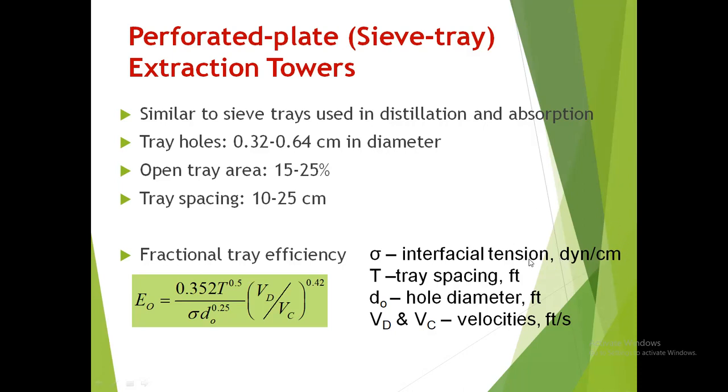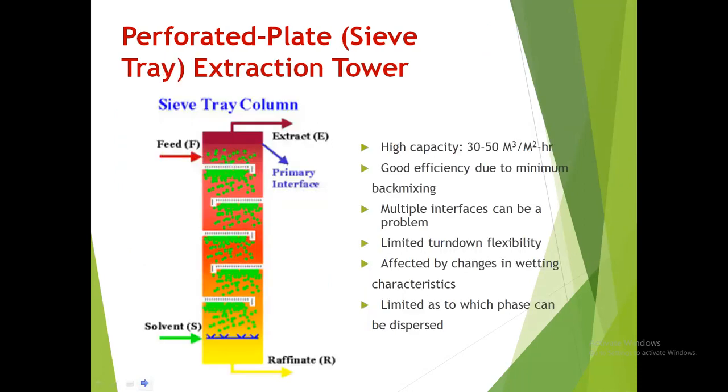Its set of units referring to the interfacial tension stays with the original set of units, dyne per centimeter. Okay, that's for our perforated plate or the sieve tray extraction towers. Now, it has high capacity, so 30 to 50 cubic meter per meter squared per hour. Good efficiency due to minimum back mixing. Multiple interfaces can be a problem because there will be formation of several interfaces in here.